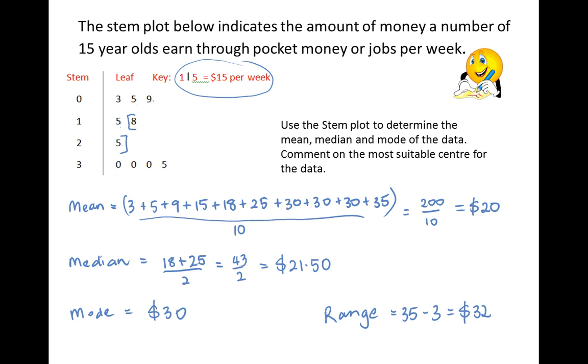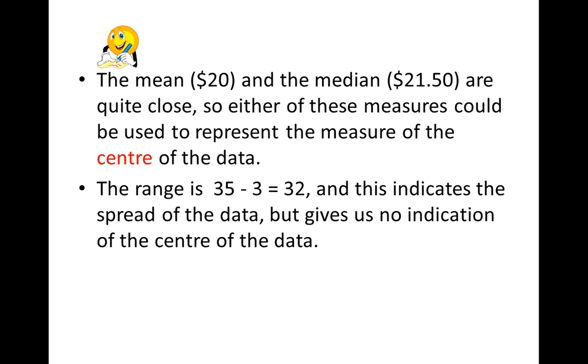Now of course we were asked also to comment on the most suitable centre for the data, so let's have a look at what we might jot down for that. In this particular case the mean was $20 and the median was $21.50, and these values are really quite close, so either of these measures could be used to represent what we call the measure of the centre of the data. In this question, the range, which was 32, indicates the spread of the data, but it does not give us any indication of the centre of the data.